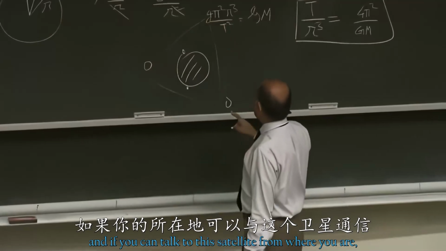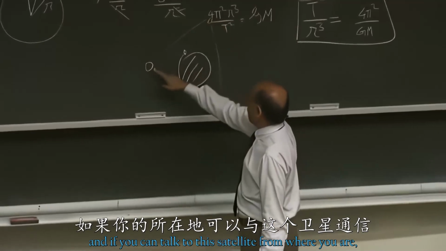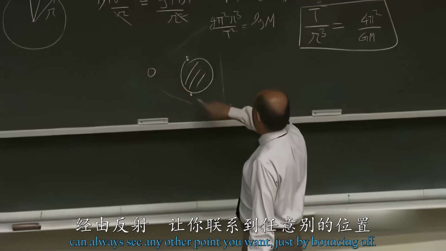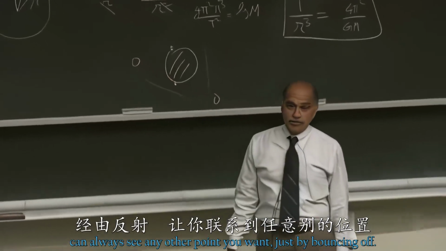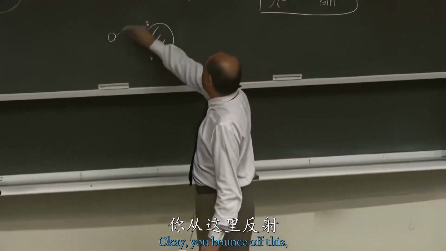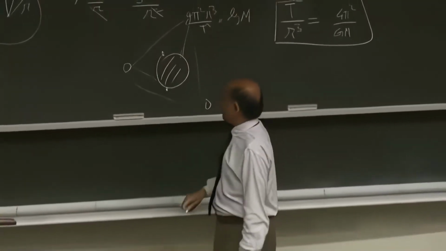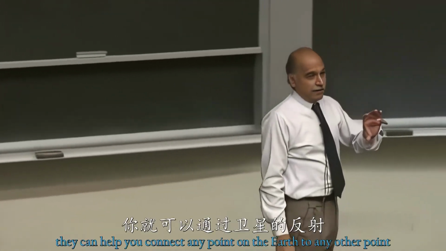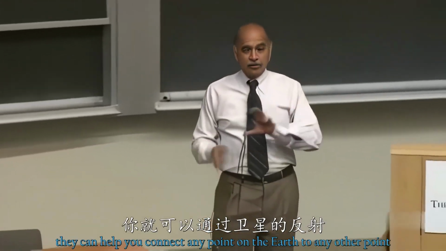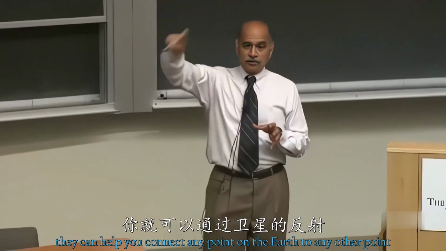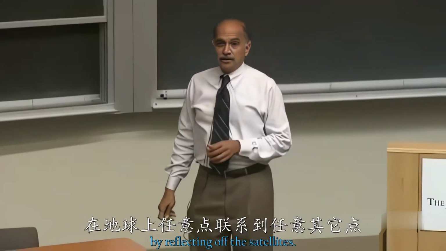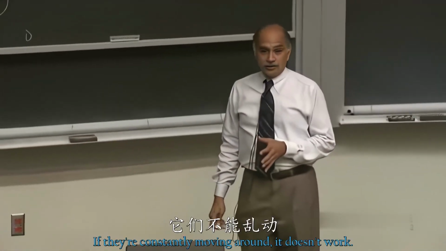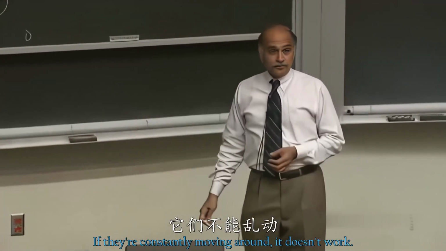And if you can talk to this satellite from where you are, that satellite, with the help of the other 2, can always hit any other point you want, just by bouncing off. Okay, you bounce off this, you can go there, and you can hit this guy. So if you have 3 satellites, they can help you connect any point on the Earth to any other point by reflecting off the satellites. But the important thing is the satellites better be where you think they are. They're constantly moving around. It doesn't work.